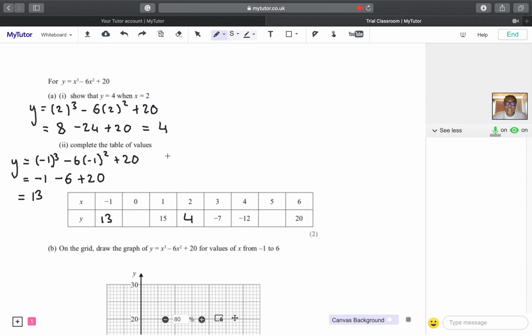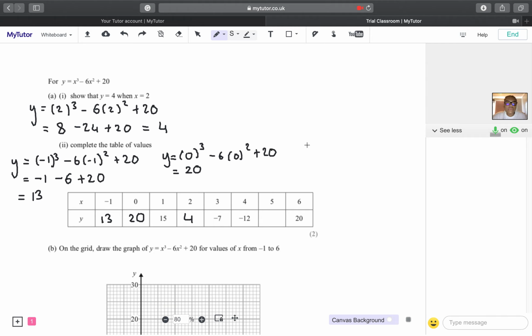The next one is when x equals 0. So we've got 0 cubed minus 6, 0 squared plus 20. Now 0 cubed is just 0. Then we've got minus 6 multiplied by 0 squared, which will give us 0 again, and then add 20. So 20 would be our answer when x equals 0.